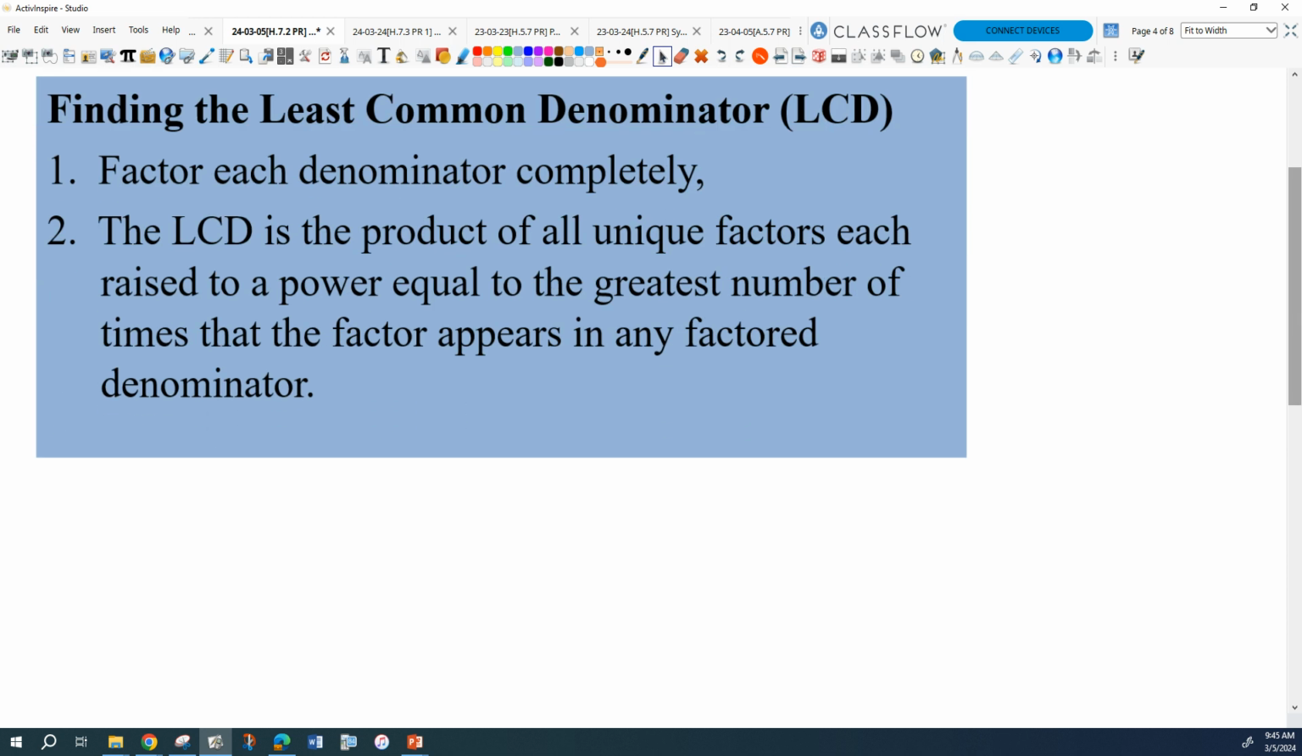So how do we find the least common denominator? We have to factor each denominator completely, and then compile a product of all of the unique factors that show up, but we have to make sure that we raise each factor to the greatest power in which it appears. So for example, if I have x plus 1 squared in one denominator and x plus 1 to the first power in the other denominator, I keep x plus 1 squared. I have to keep the greatest power that shows up of each factor. So let's practice this.